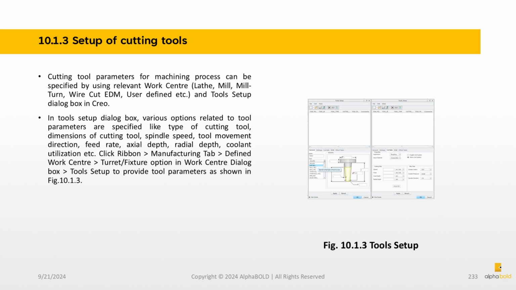Cutting tool parameters for machining process can be specified by using relevant work center, lathe, mill, mill turn, wire cut EDM, user-defined, etc., and the tool setup dialog box in Creo. In the tool setup dialog box, various options related to tool parameters are specified like type of cutting tool, dimensions of cutting tool, spindle speed, tool movement direction, feed rate, axial depth, radial depth, coolant utilization, etc. Click Ribbon Manufacturing tab, Define Work Center, Turret/Fixture option in Work Center dialog box, Tools Setup to provide tool parameter.